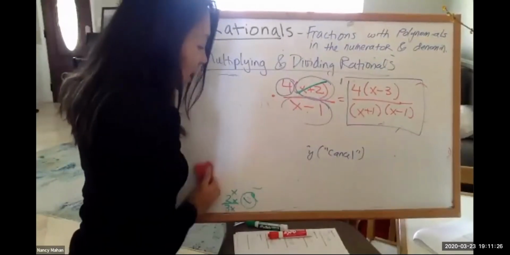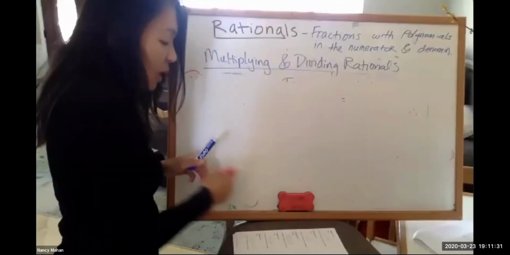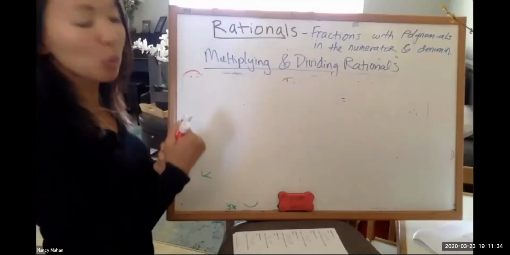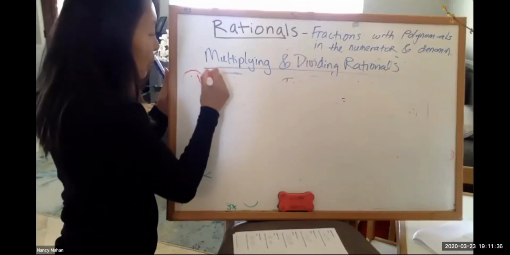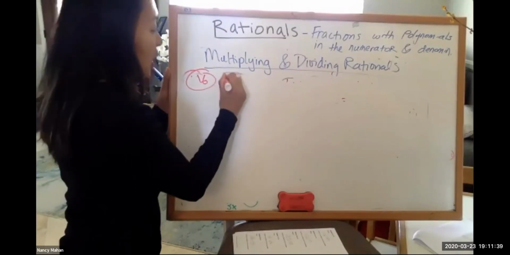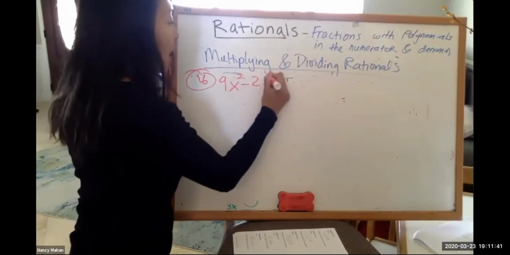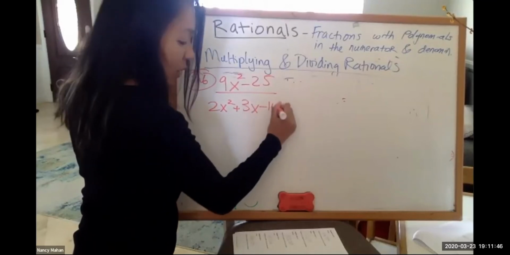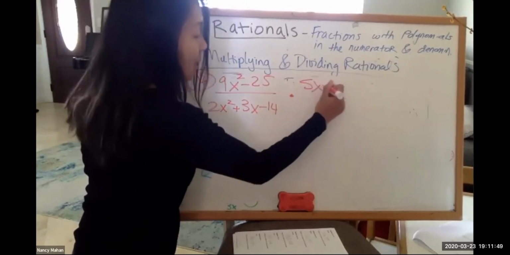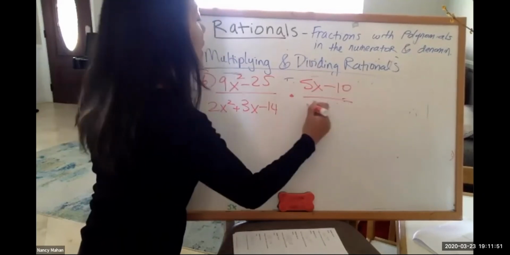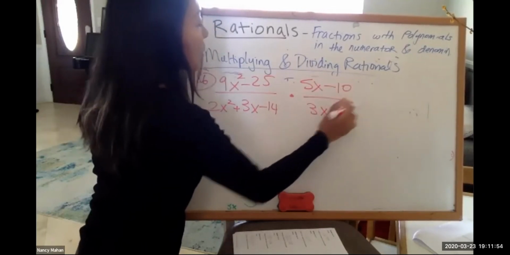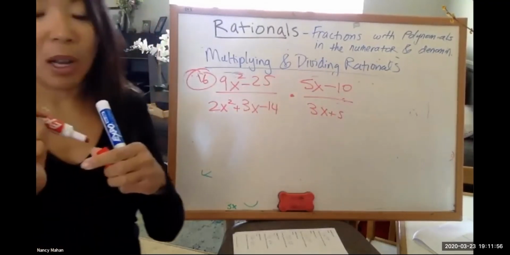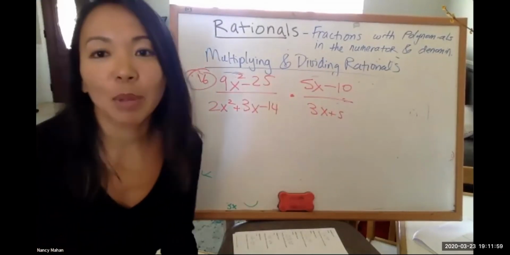I want you guys to try in your breakout groups. I want you to go ahead and try number 16. And again, if you don't have the worksheet, I'll write out the problem here. So number 16 here, go ahead and copy down: 9x squared minus 25 divided by 2x squared plus 3x minus 14, multiplied by 5x minus 10 over 3x plus 5. Okay? So go ahead and try this problem on your own, and in a second, I'm going to put you guys in breakout groups.